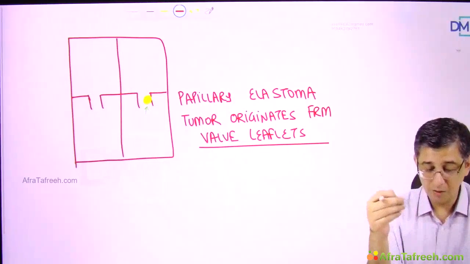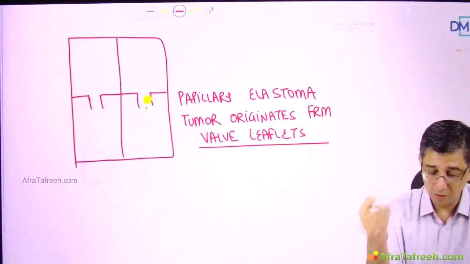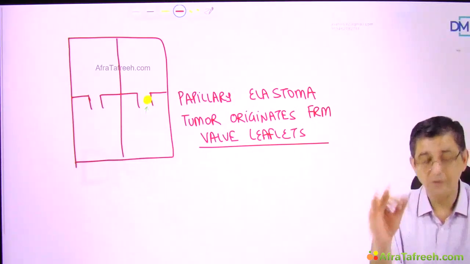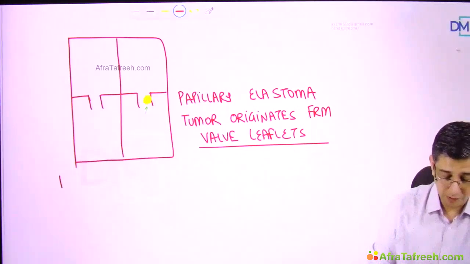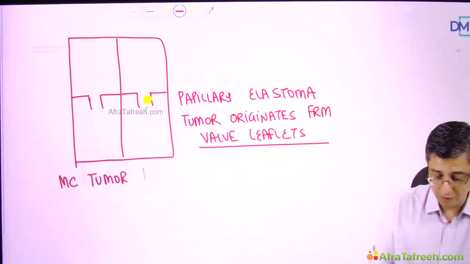This condition, called papillary fibroelastoma, is a differential diagnosis of atrial myxoma, and the origin is from the valve leaflets. Apart from this, I have already taught you that the most common tumor of the heart is metastasis.